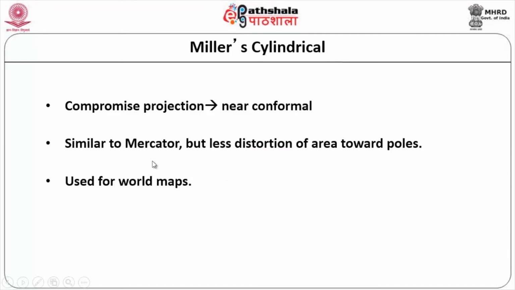And it is more similar to Mercator, but with less distortion of area towards the pole. See, that is a major difference between the two. When you go away from the equator towards the pole, Mercator is affected, whereas in this case the distortion of area is relatively less, and it is again used in, say, your world maps.